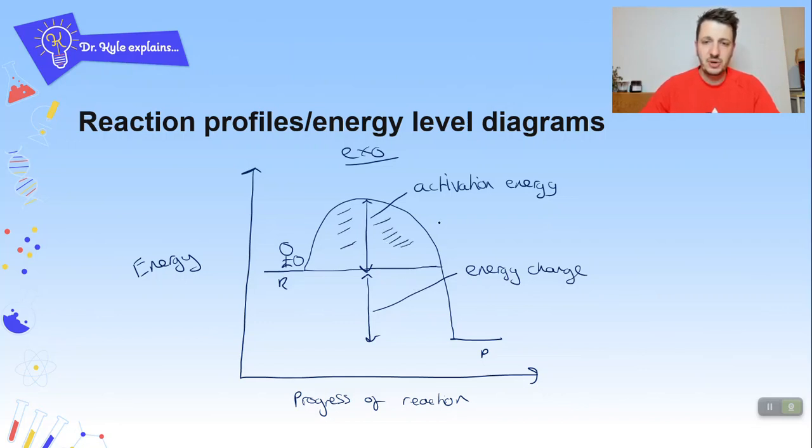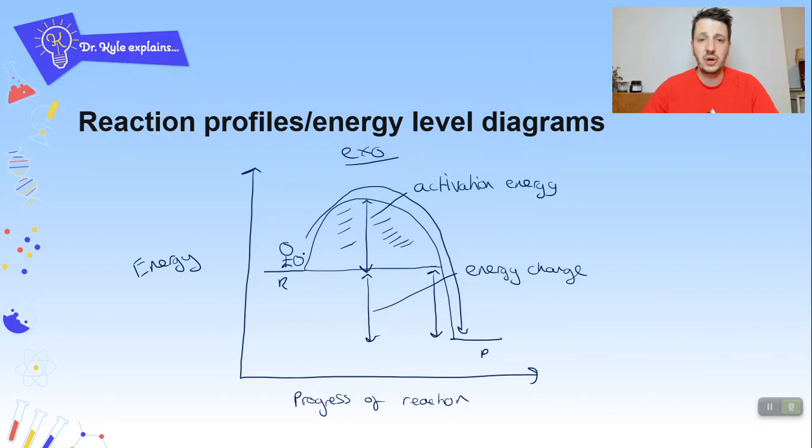And so because the products are lower in energy, once that boulder falls all the way over to the other side here, hopefully we can see from here to here, which is our energy change, that's how much energy is then given out. And because it's an exothermic reaction, the products are lower in energy, and so energy is given out to the surroundings.